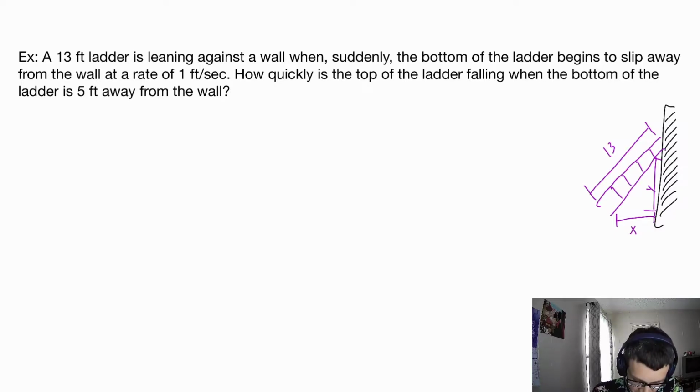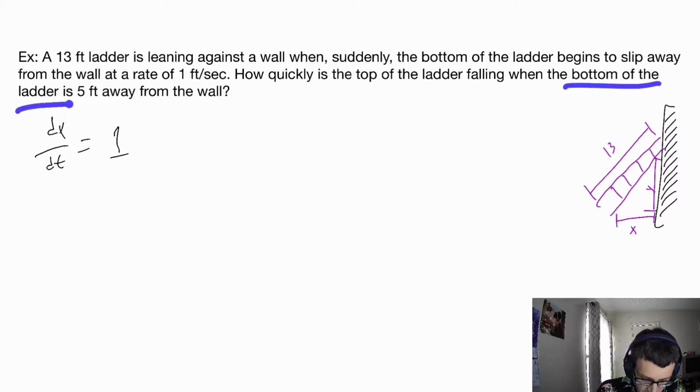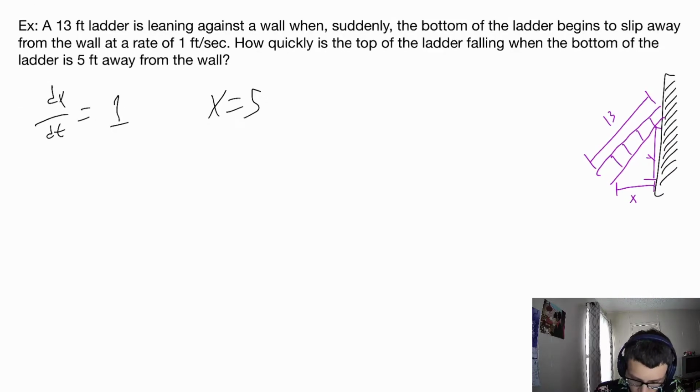What do we know? So our ladder is 13 feet. It's leaning against a wall. And the bottom of the ladder begins to slip away from the wall at a rate of 1 foot per second. So that tells us that the change in x with respect to time, or dx/dt, equals 1. We also know that the bottom of the ladder is 5 feet away from the wall, so x equals 5. And our goal is to figure out how quickly the top of the ladder is falling. So our goal is to find dy/dt.